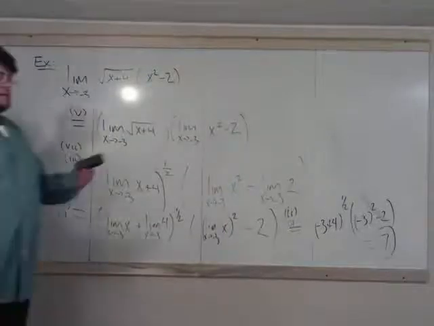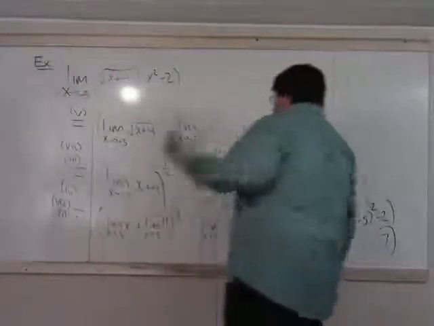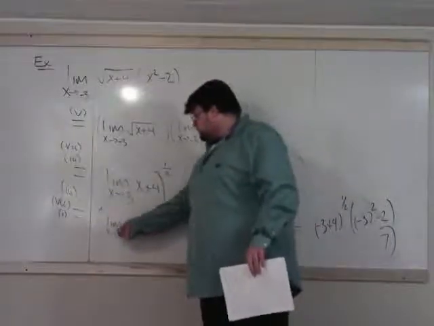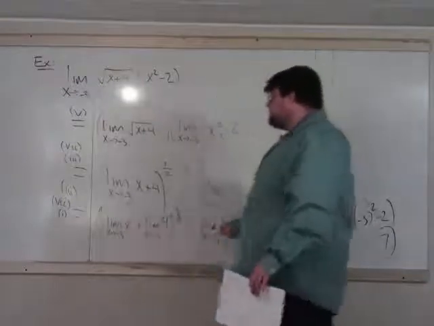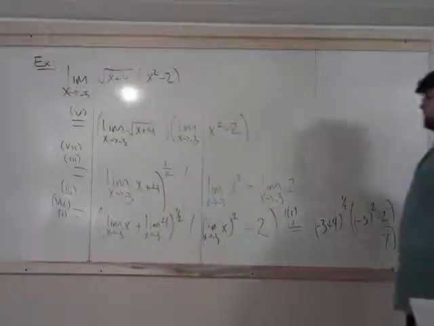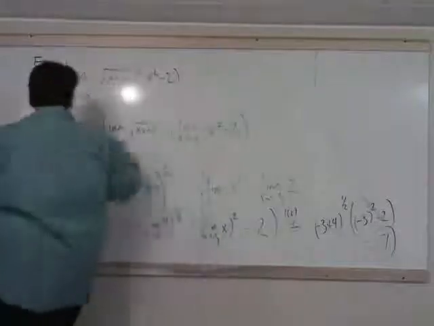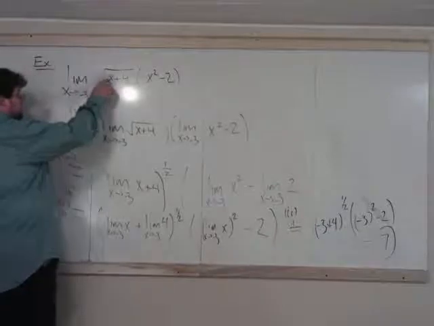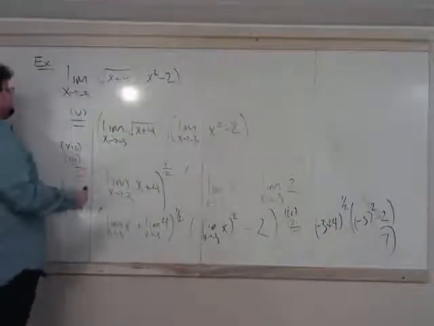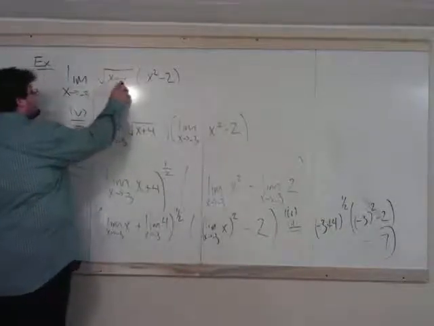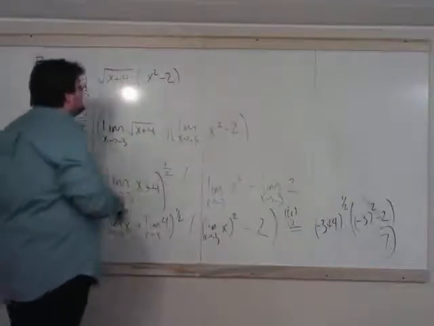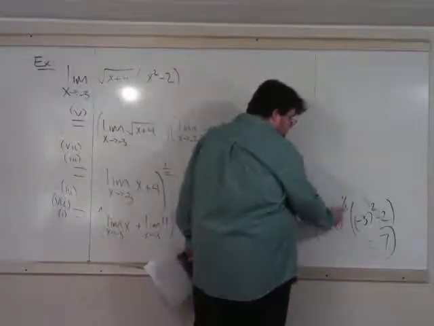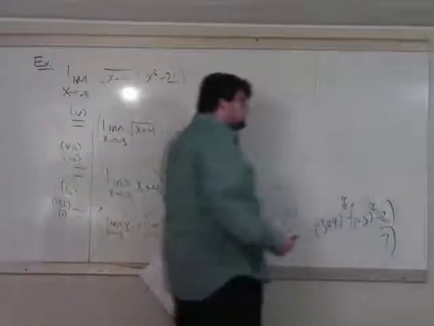But notice what we did here. All of these steps told us we could eventually substitute whatever this number is for x. And you might ask yourself, what happens if you substitute this number for x up here? Well, try that. -3 plus 4, all to the 1/2, times -3 squared minus 2. Well, that's what we have down here: -3 plus 4 to the 1/2, times -3 squared minus 2.